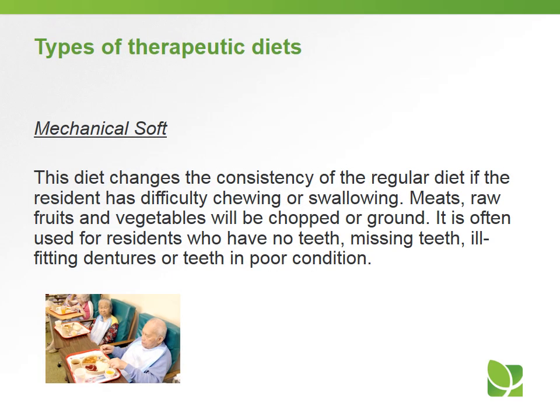Another type of diet is the mechanical soft diet. This diet will change the consistency of the regular diet, and it is often used for residents that have difficulty chewing or swallowing. Meats, raw fruits, and vegetables will need to be chopped or ground in order for them to chew or swallow them properly. It's often used for residents who have no teeth, are missing teeth, or whose dentures are not fitting properly, or whose teeth in general are in poor condition.